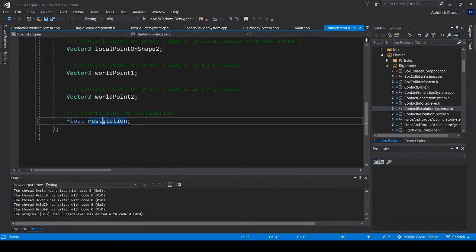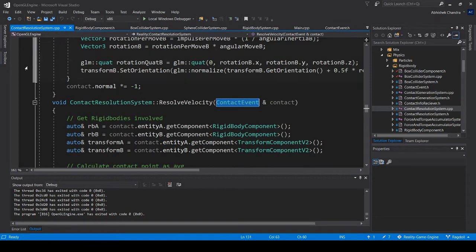Anyways, and then finally it holds the restitution, which is the energy loss due to a collision. Restitution of 0 means all energy is lost. Restitution of 1 means no energy is lost. It's a perfectly elastic collision. So that's what our contact event holds.